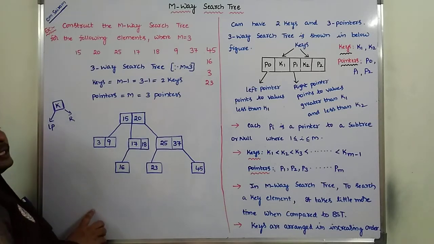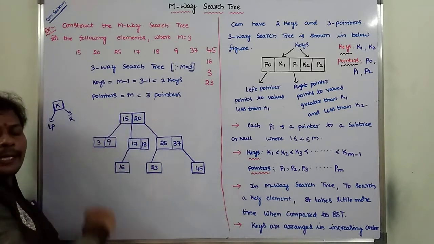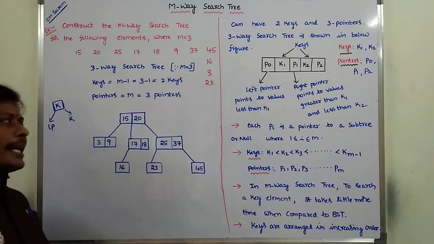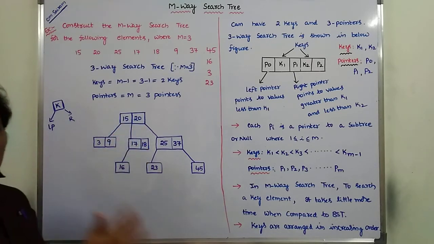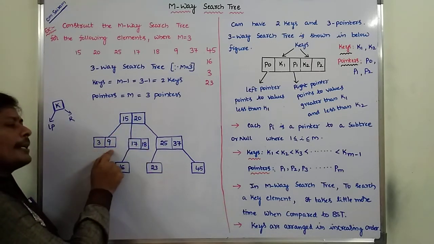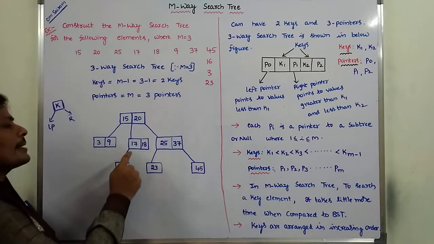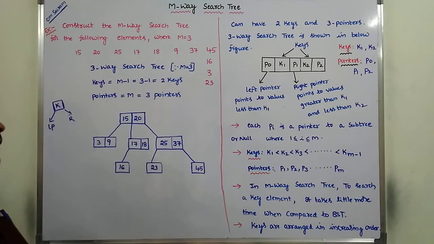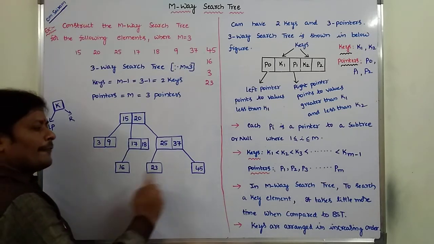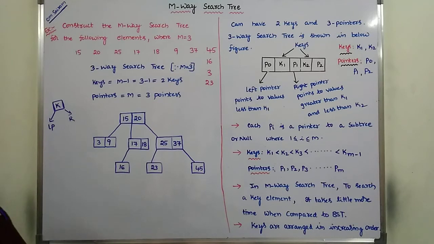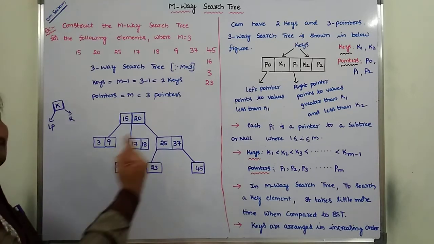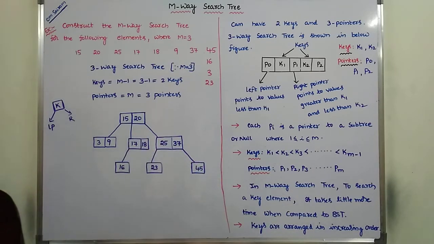Now observe the properties of the m-way search tree. The key elements in the m-way search tree are always in increasing order. 15 and 20 are always in increasing order. 3 and 9 in increasing order. 17 and 18 increasing order. 25 and 37 increasing order. 16, 23, 45 increasing order too. In each and every node, whatever key elements are there, they are arranged in increasing order.